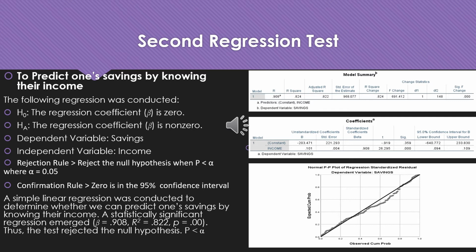Beta was equal to 0.905, R2 is equal to 0.822, and the p-value was 0. Thus, the test rejected the null hypothesis. The p-value was less than alpha. View the tabulations and graph adjacent.